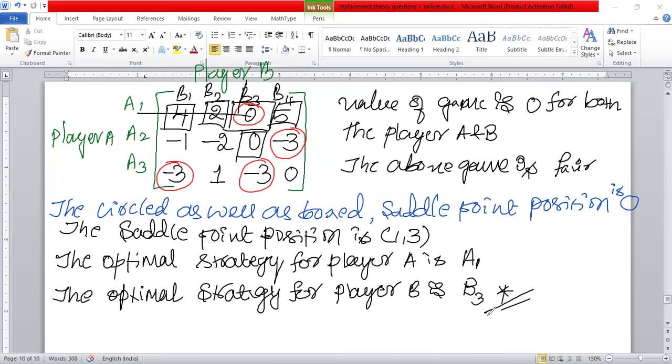This is the matrix minima method. The second method is dominance.